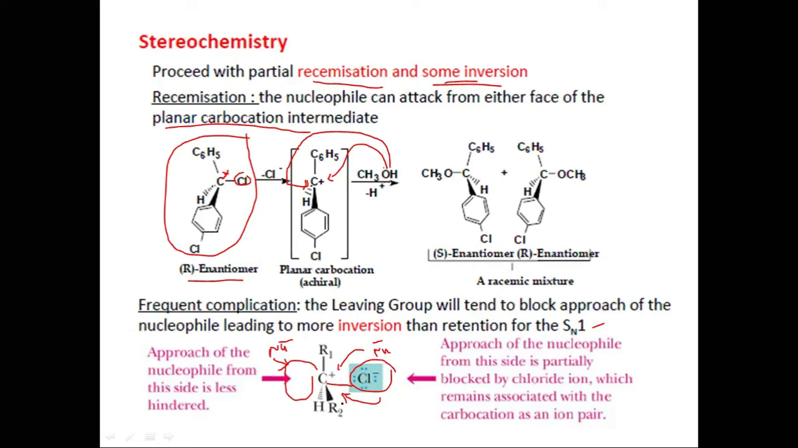So as soon as it dissociates from the intimate ion pair, you will get a free ion state, like a free carbocation and the leaving group Cl minus. In such cases, there are two possibilities. The nucleophile can attack from the same side or from the back side. In such cases, generally you expect racemization, meaning 50% and 50% formation of the R and S.